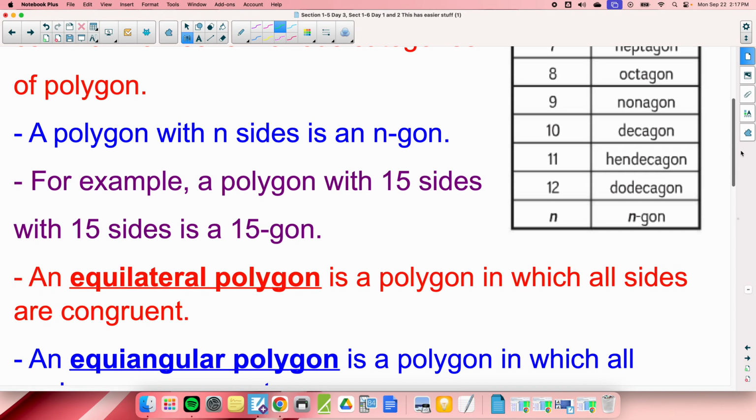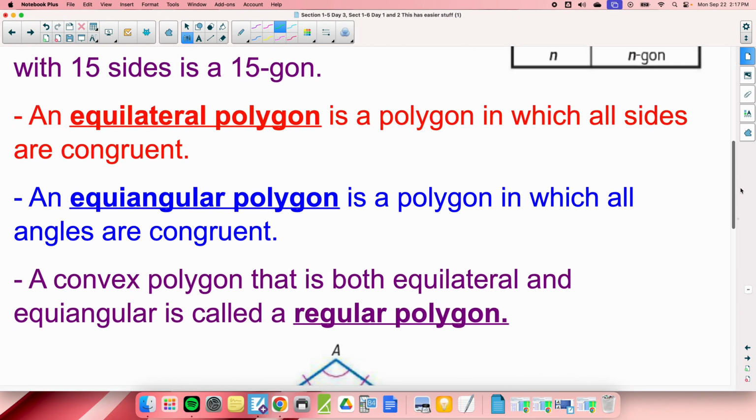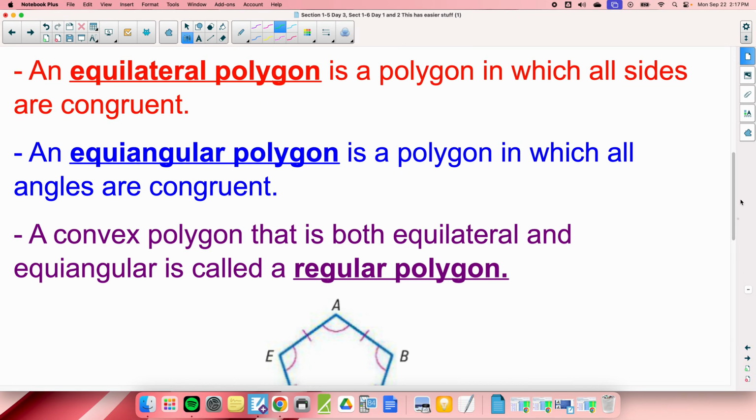All right. Anything above 12 sides, you're going to call it a gon. So if it's 100, it would be 100-gon. Then, another thing they ask us about is equilateral versus equiangular.